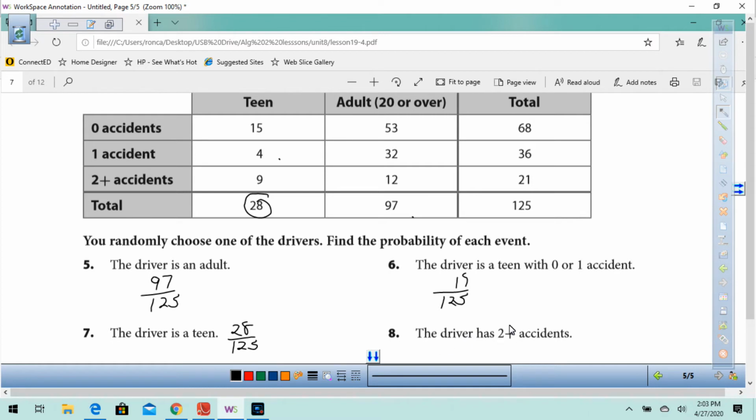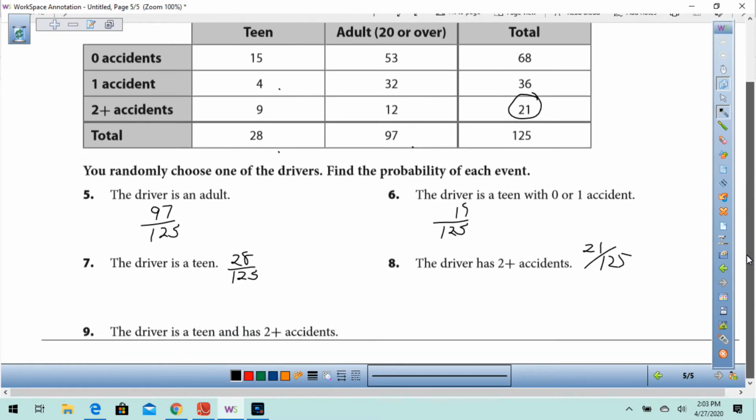The driver has 2 plus accidents. Well, look over here, we got 21, so we got 21 over 125. And then number 9, let's see if we got number 9 up there. The driver is a teen with 2 plus accidents. That's right there. And that's going to be 9 over 125.